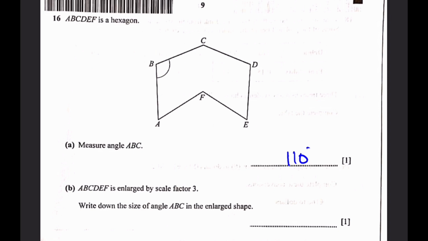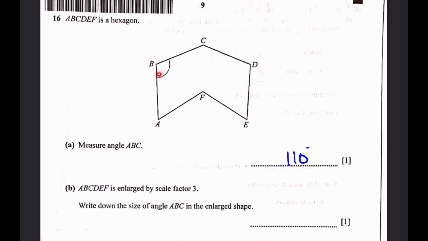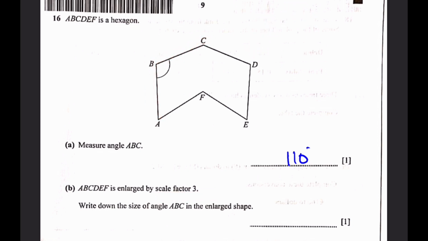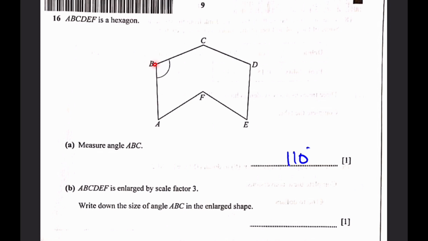Well, even if we enlarge this shape by 100 times, the angle still remains the same. The ABC here is equal to the ABC in that shape, which is enlarged by 3 because the scale factor is 3, and BCD is equal to BCD there. So the angle does not change at all while we enlarge. Therefore, angle ABC is still 110 degrees.